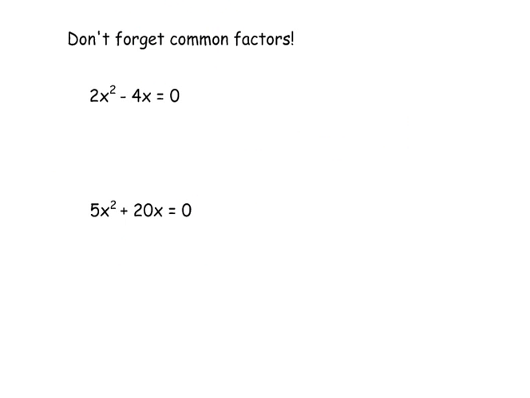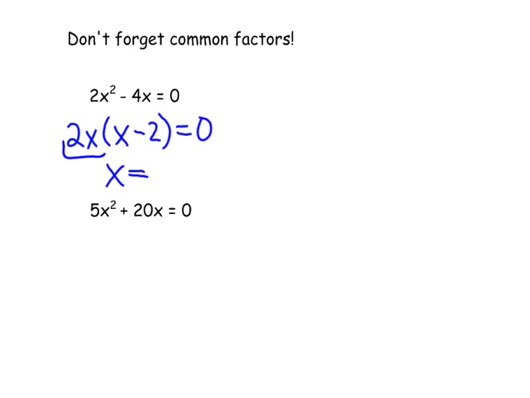Don't forget to look for common factors when you're factoring. Both of these are already set equal to 0, so we don't have to worry about that step. On the first one, what factor do you notice that 2x squared and 4x have in common? They have a 2 and an x. So we're going to factor out the 2x. We're left with x minus 2 equals 0.